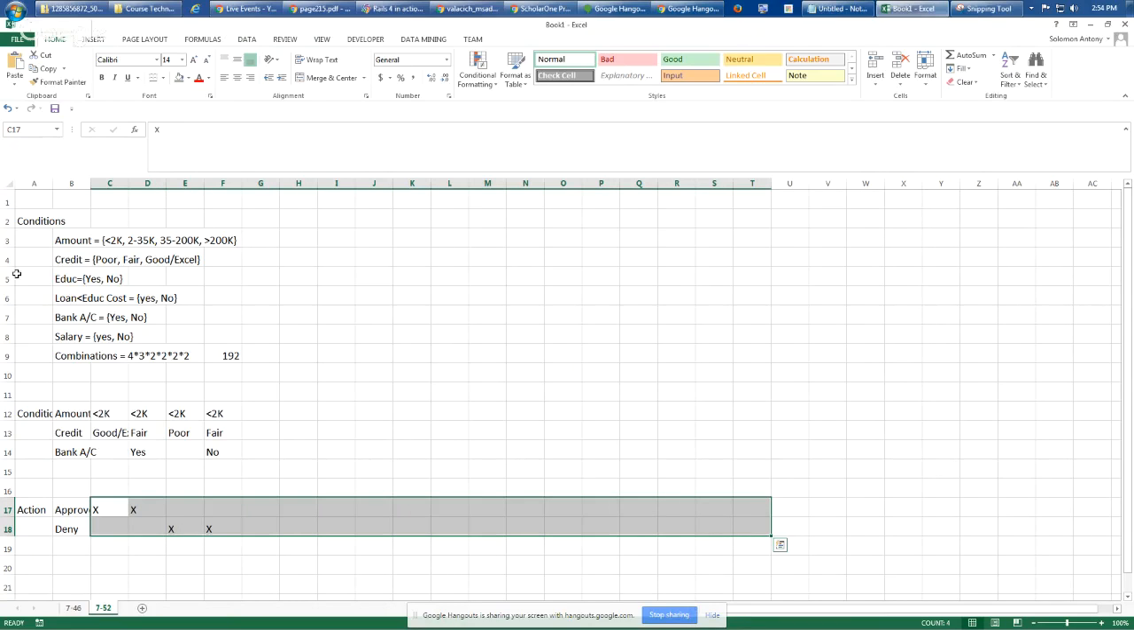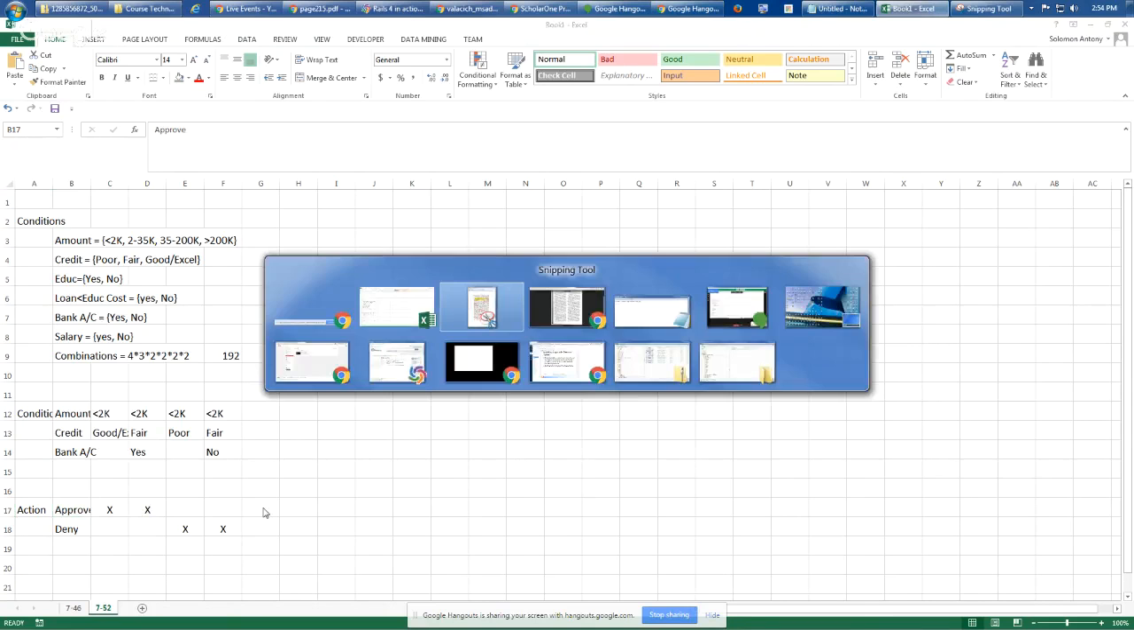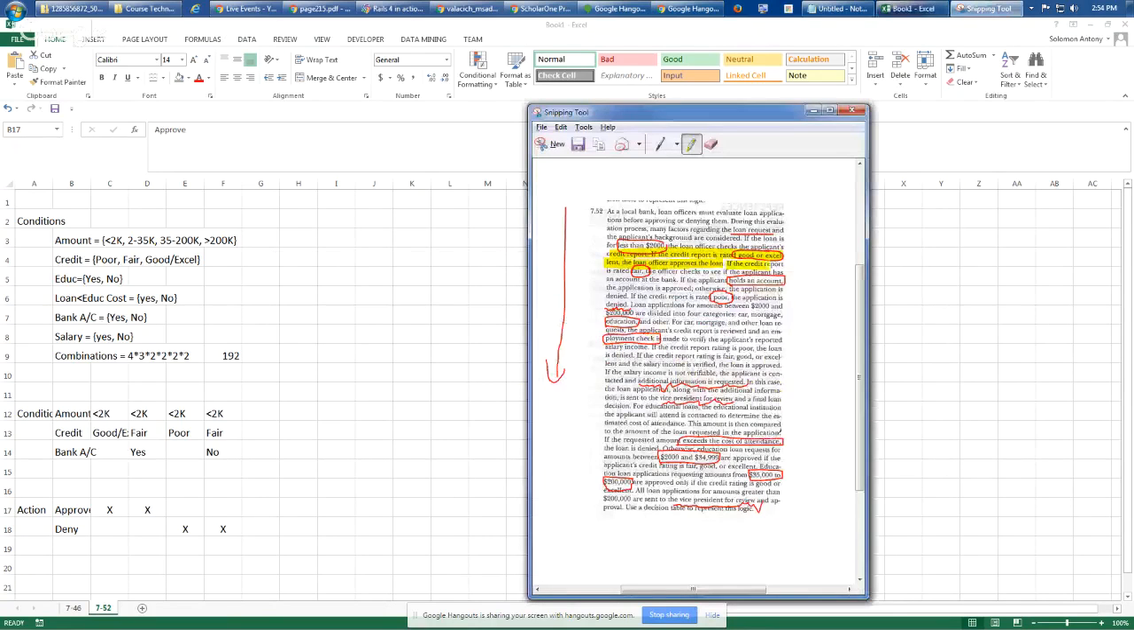And let me make this center. Okay, so that takes care of the case where the credit report is fair and the officer checks the applicant's account: if it holds an account, it's approved, otherwise the application is denied. If the credit report is rated poor, the application is denied.